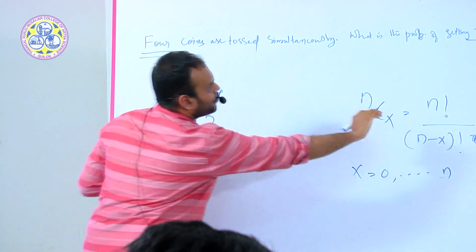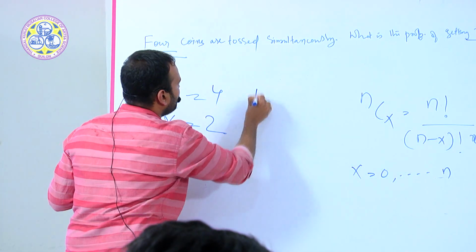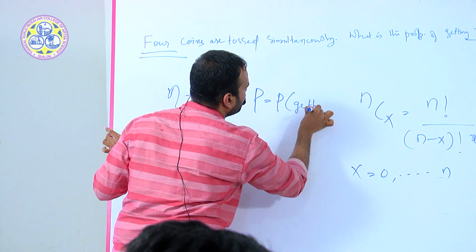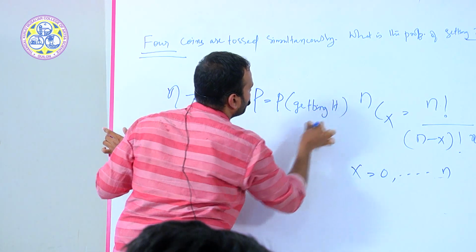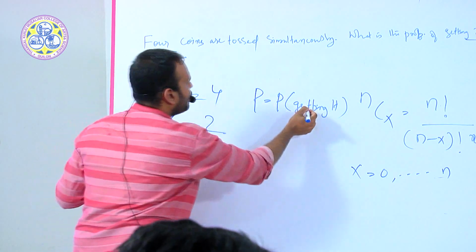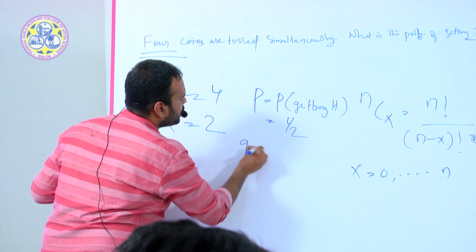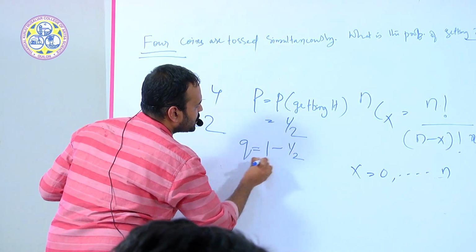And we will put it in the form. We know the probability of getting head is 1 by 2. And we know Q is equal to 1 minus 1 by 2, that is also 1 by 2.